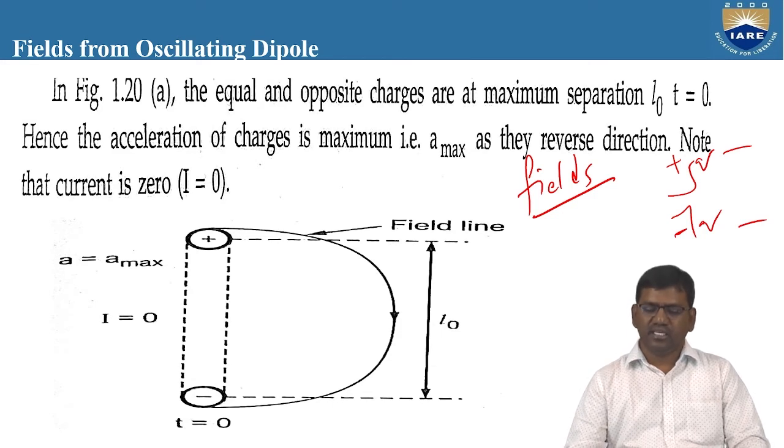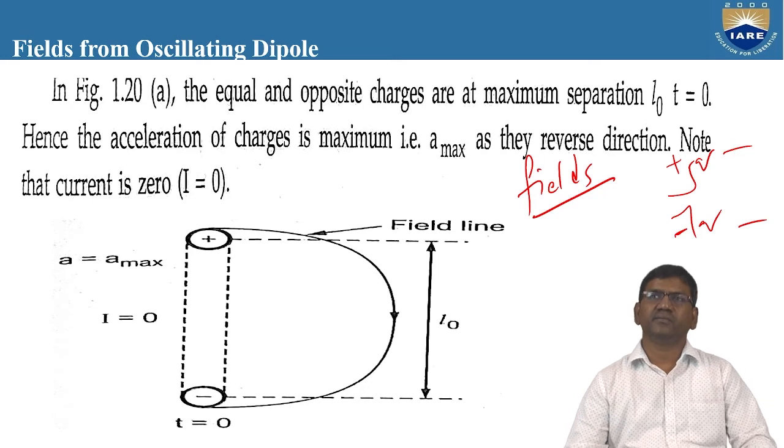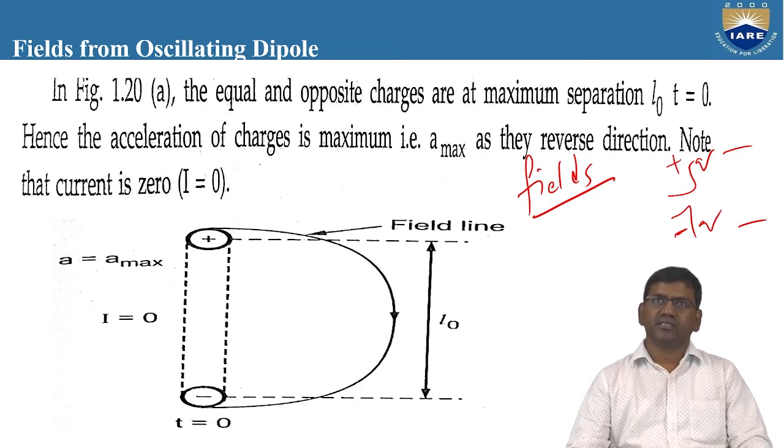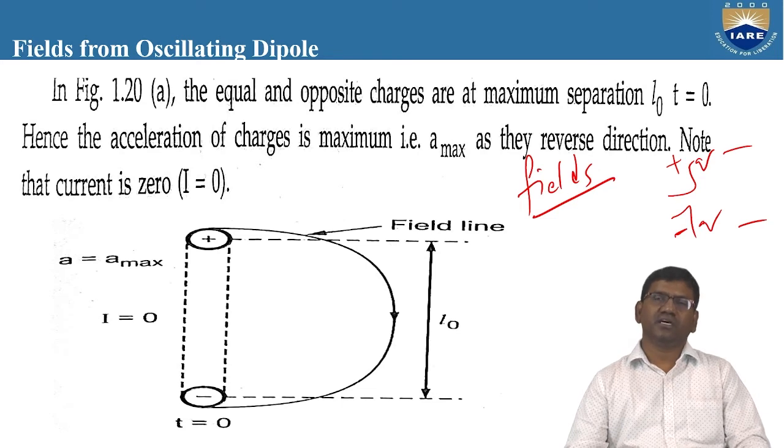That means equal and opposite charges separated by some distance, we call it a dipole. So we'll see how the fields are produced from the oscillating dipole.